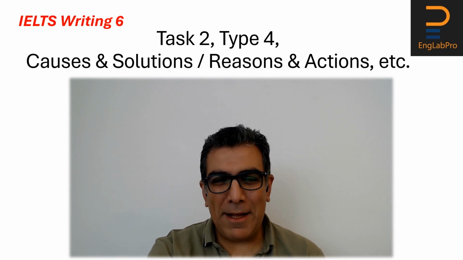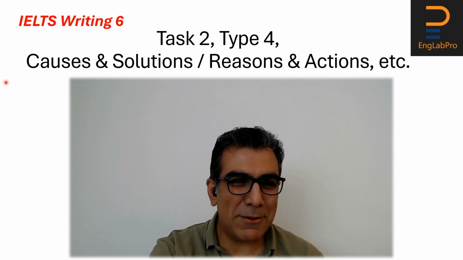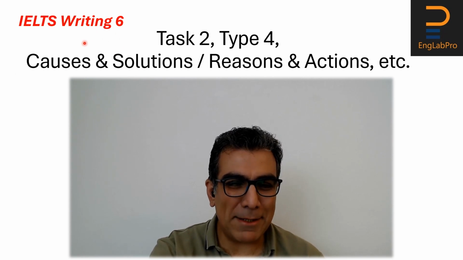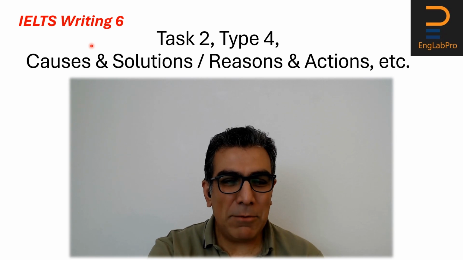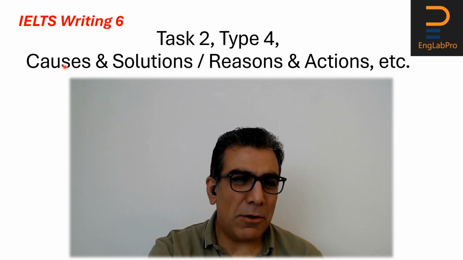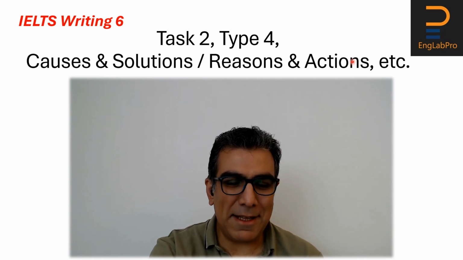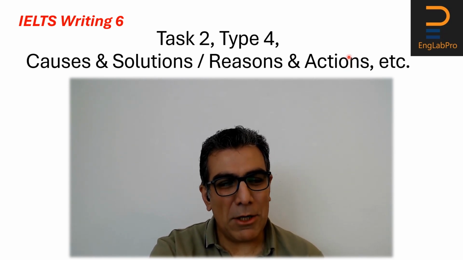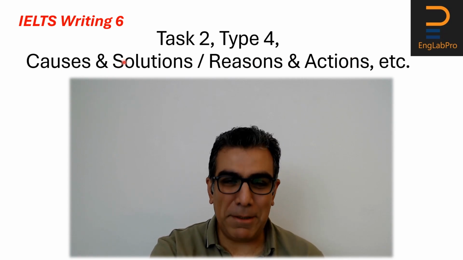I'm Mo. Here we're going over the fourth and the last type of questions for Task 2 IELTS Writing in order to get band score 6 in the exam. Here I will show you how the question is formed and how we should answer this type of questions. This type of questions is basically called causes and solutions. Some other people call it reasons and actions, and so many other names that they specify to this kind of questions. But we call them causes and solutions for the time being. Let's begin.